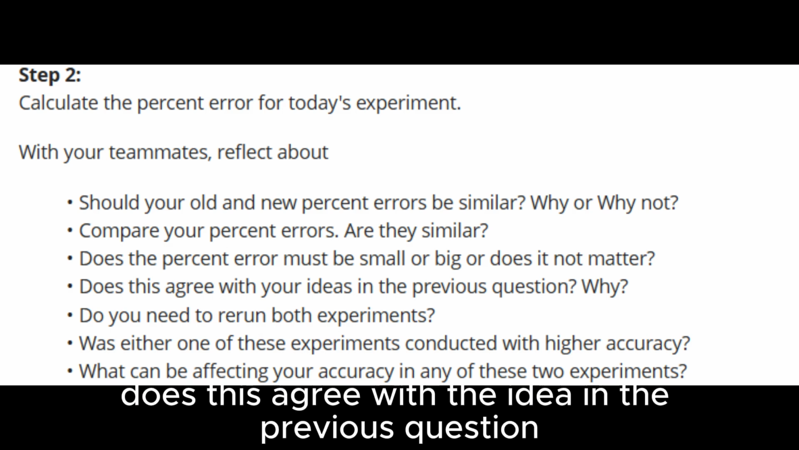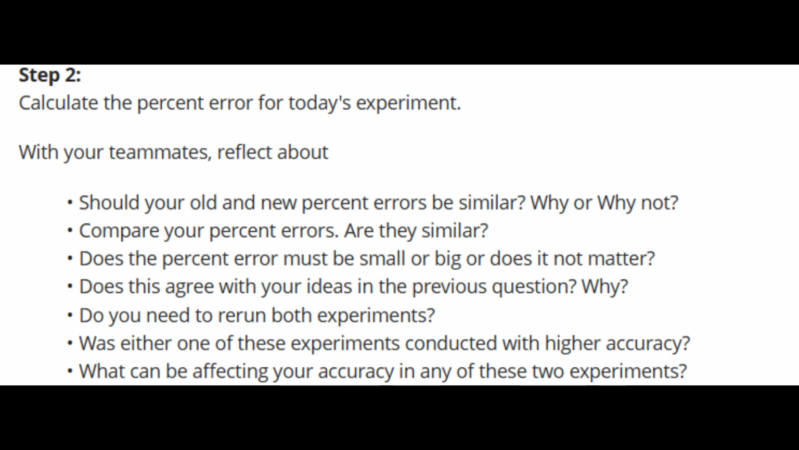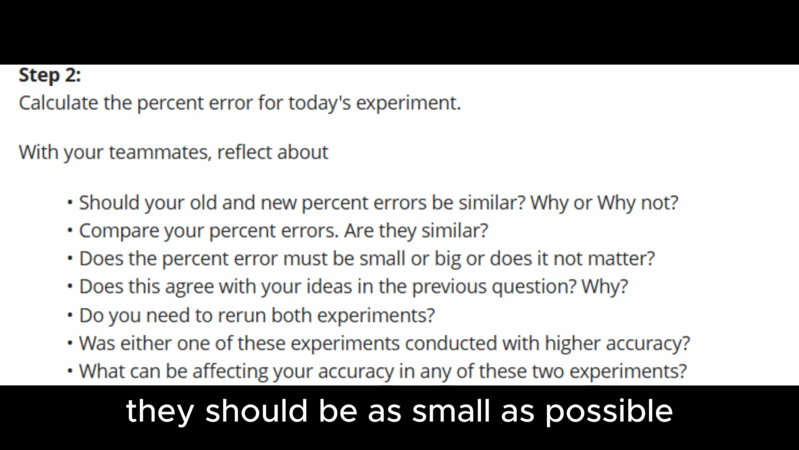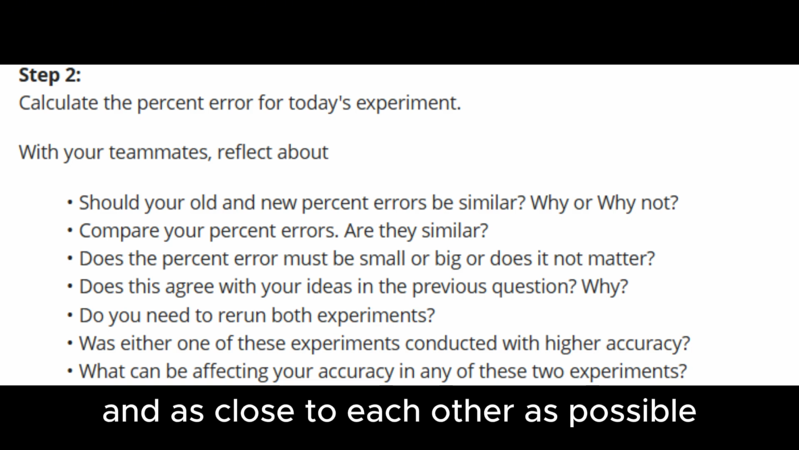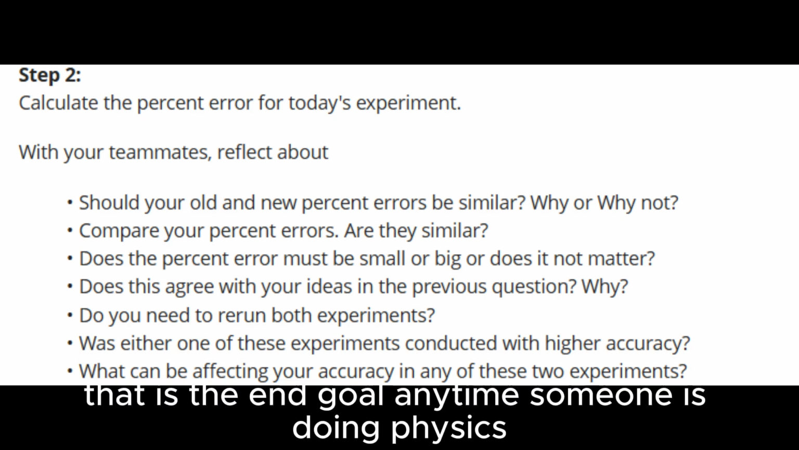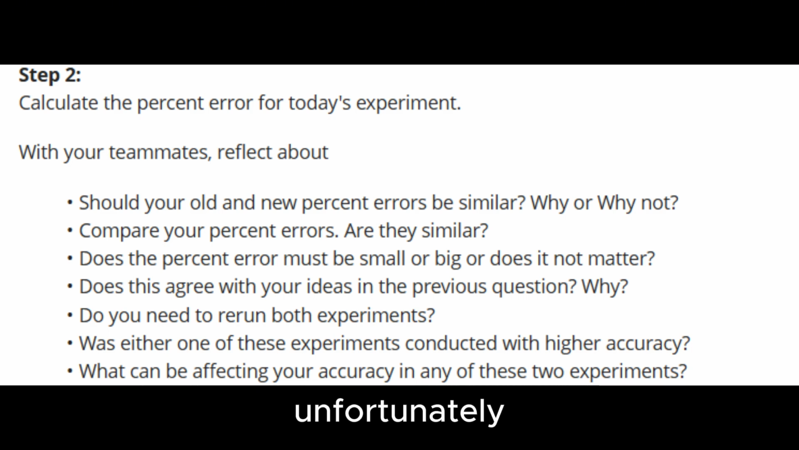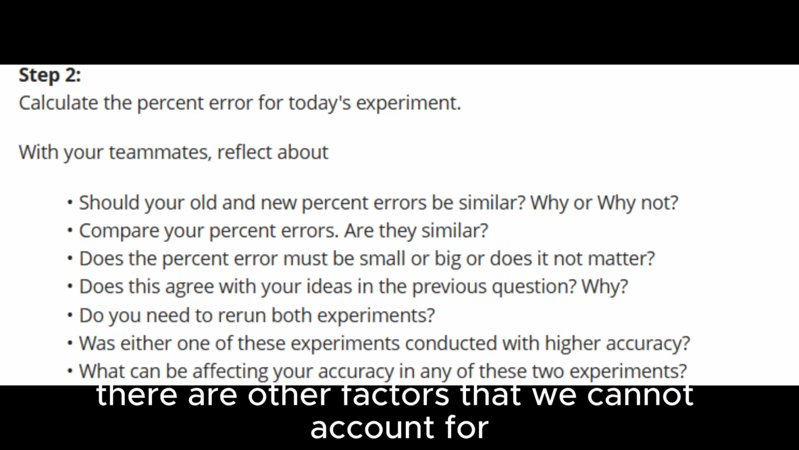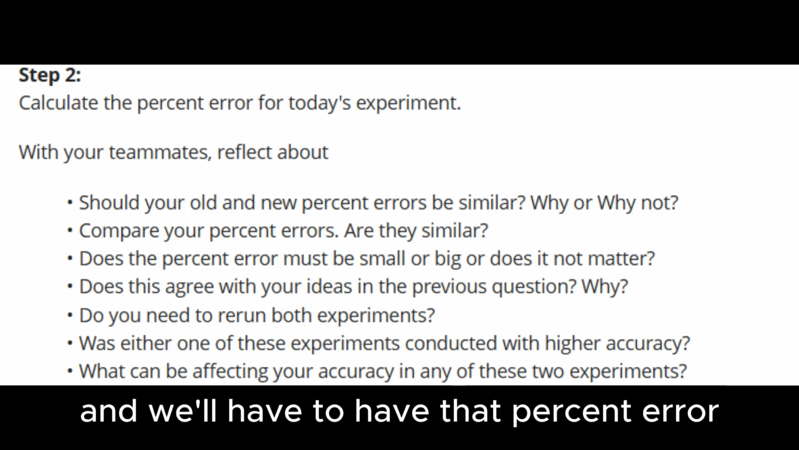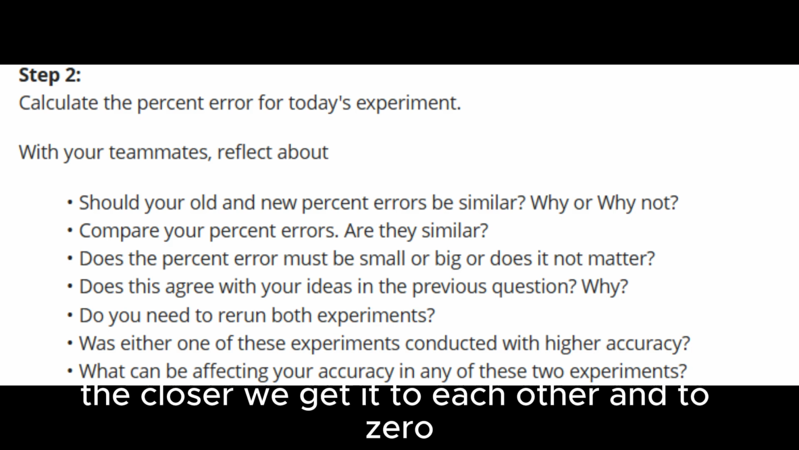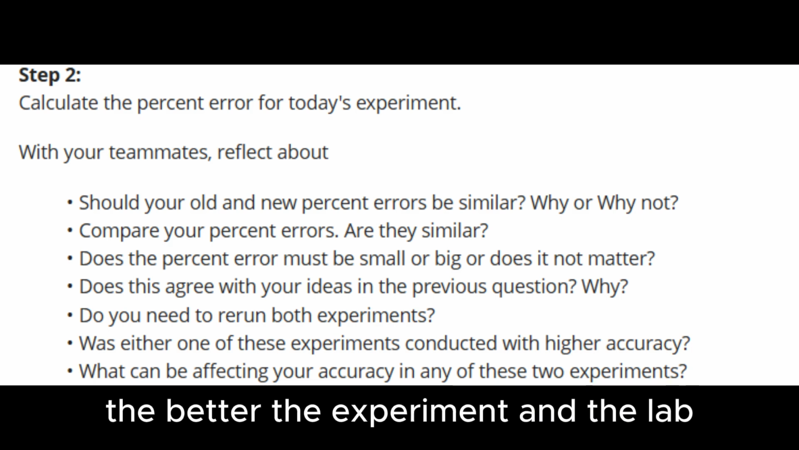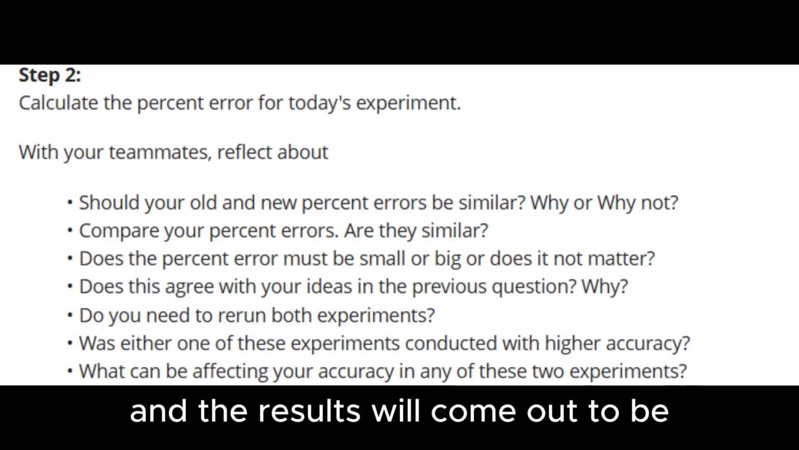Does this agree with the idea in the previous question? Why? They should be as small as possible and as close to each other as possible. That is the end goal anytime someone is doing physics. Unfortunately, there are other factors that we cannot account for, and we'll have to have that percent error. The closer we get it to each other and to zero, the better the experiment and the lab and the results will come out to be.